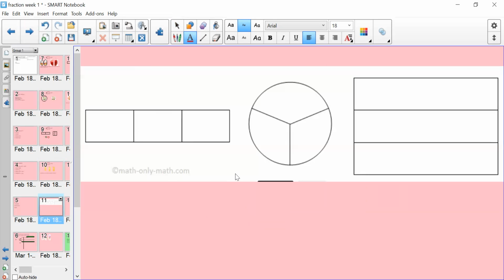Okay, so what I'd like you to do now is to, on a piece of paper, draw these shapes the best that you can, and then I'd like you to color in 1/3 in each shape. So you're going to draw a rectangle and split it into 3 parts, into thirds, and color in 1/3. And you're going to draw a circle and split it into thirds. And then you're going to draw a big rectangle and split it into thirds. And in each of these pictures or shapes, I'd like you to color in 1 of those thirds. Okay, so pause the video and do that now.